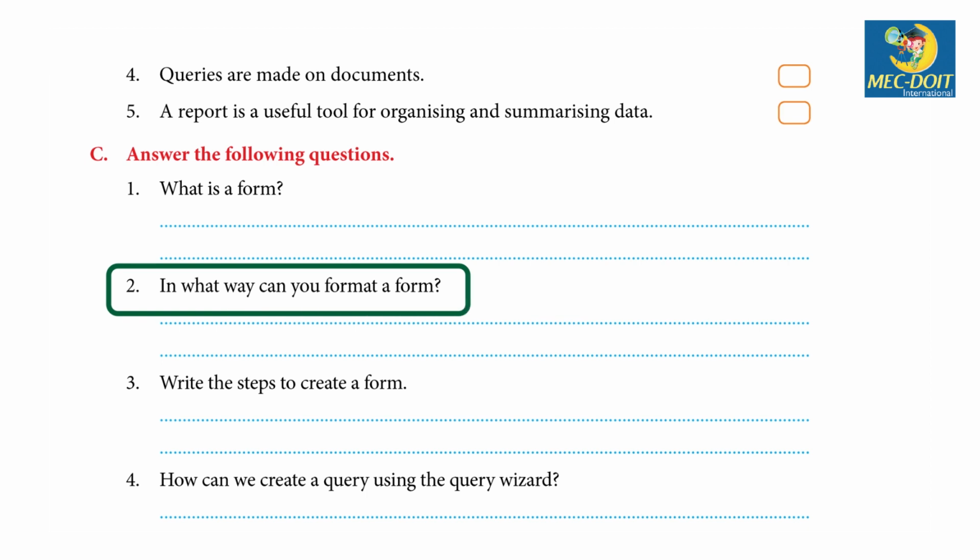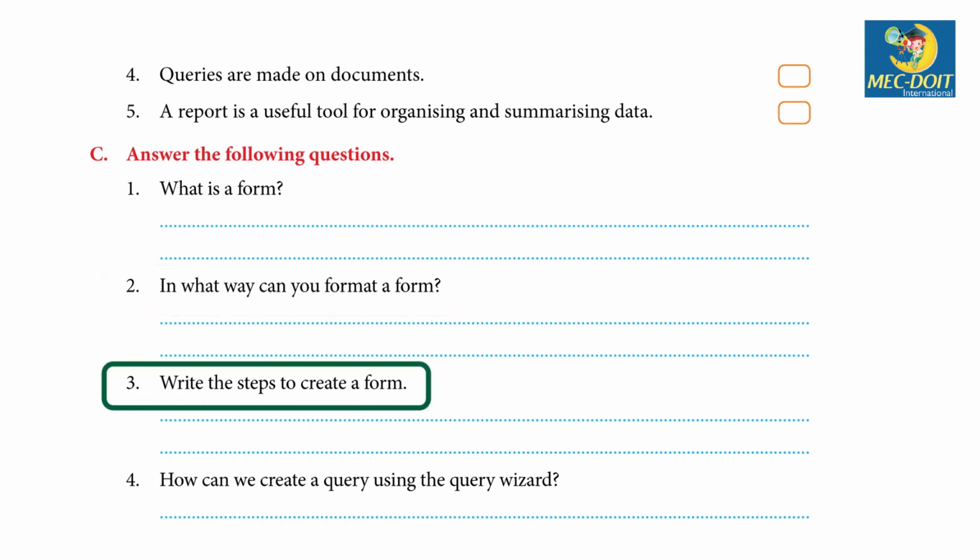2. In what way can you format a form? Answer: ways to format a form. 1. Changing themes and fonts of a form. 2. Inserting date and time to a form. 3. Arranging the order of the fields in the form. 4. Adding a background image to a form.